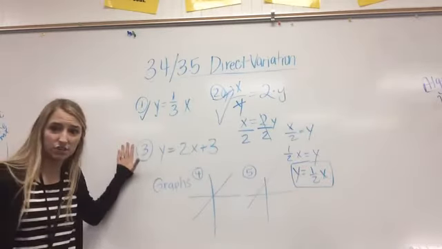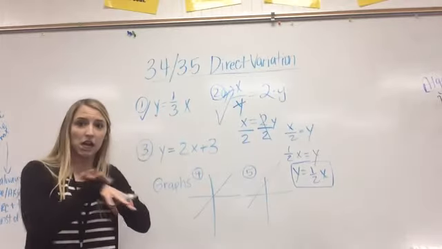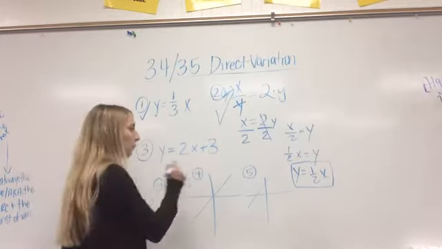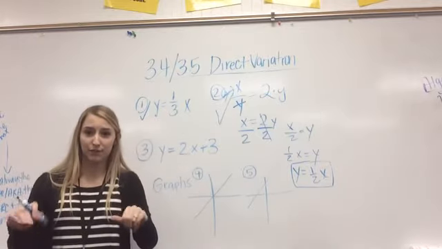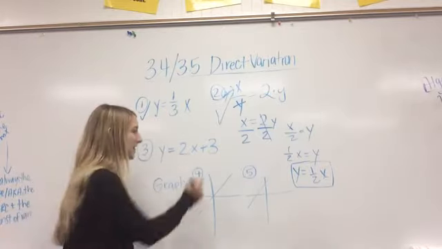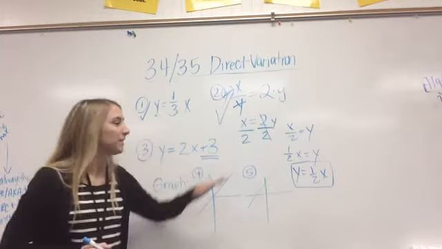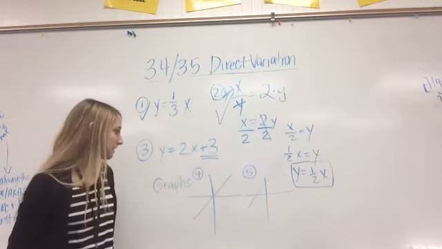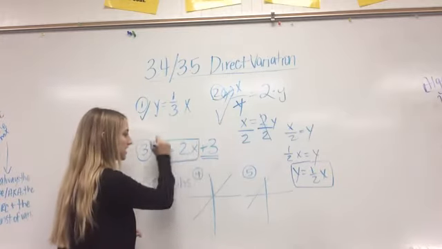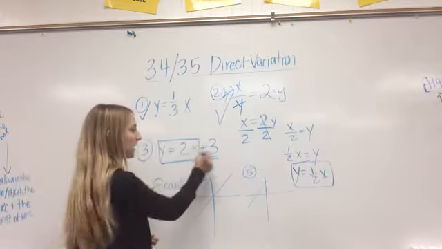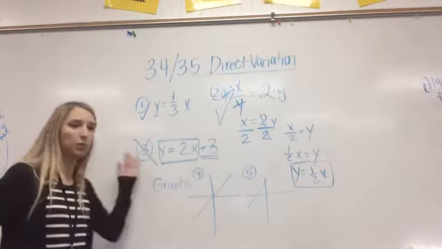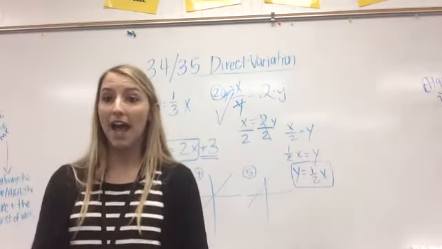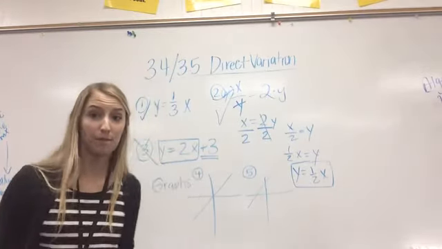Is this direct variation? No. This is y equals 2x plus 3. What makes this not a direct variation? This right here, the plus 3. We have to have y equals 2x. So this would have been direct variation, but since we have the plus 3 here, 3's out. No direct variation.